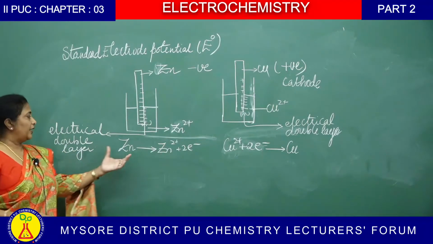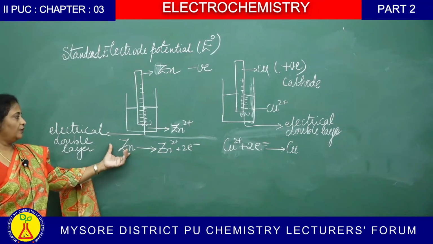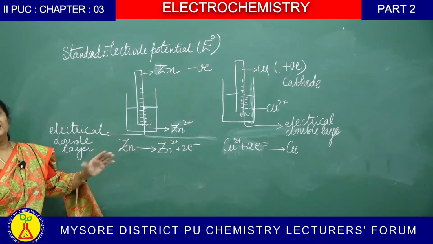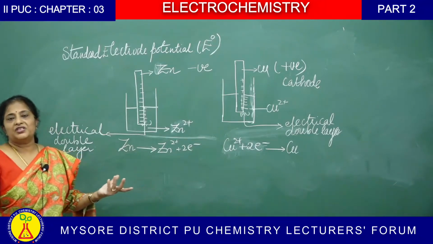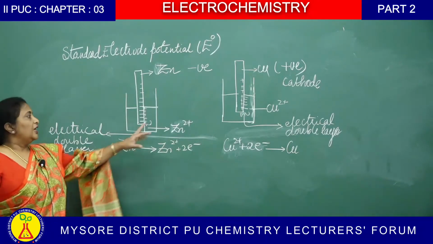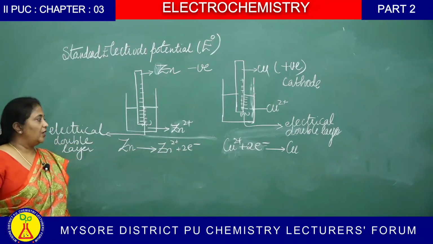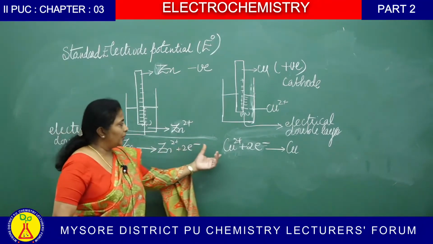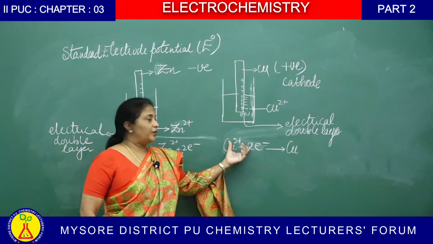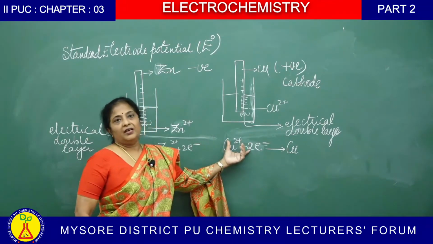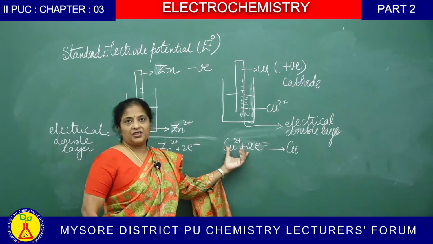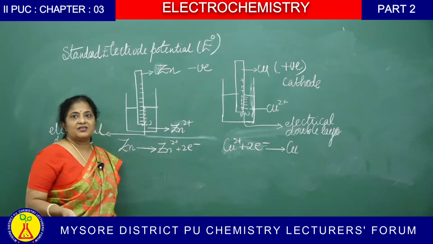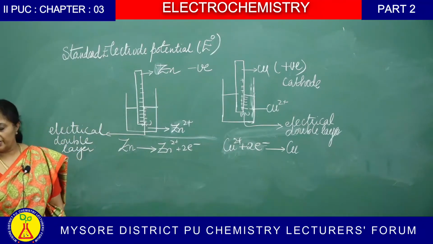Now, if you want to calculate the oxidation potential or reduction potential of zinc, the value is going to be the same, only the sign of the potential is going to change. Similarly, if you want the oxidation potential of copper, whatever we obtain is the reduction potential, and you just have to reverse the sign, but the value is going to remain the same.